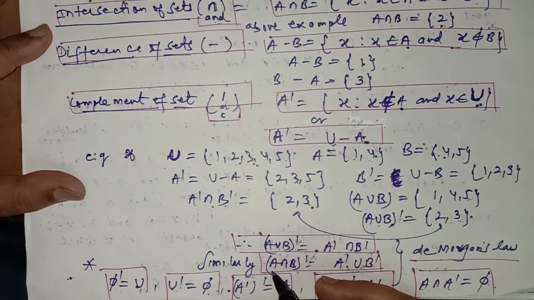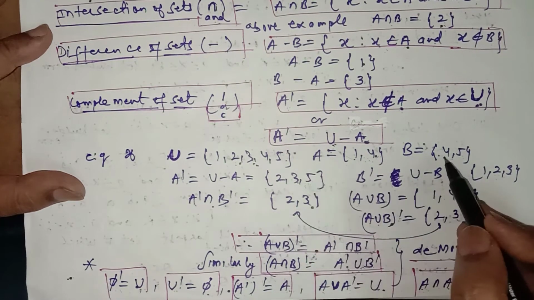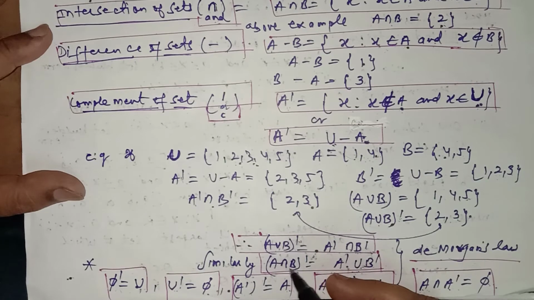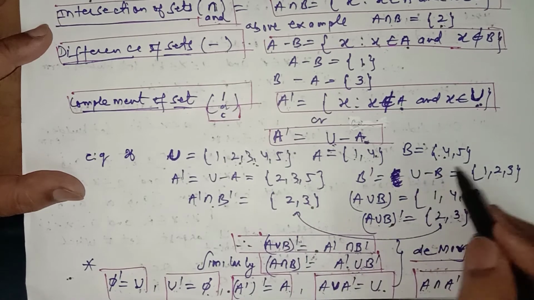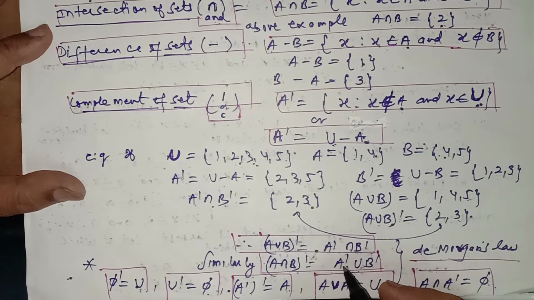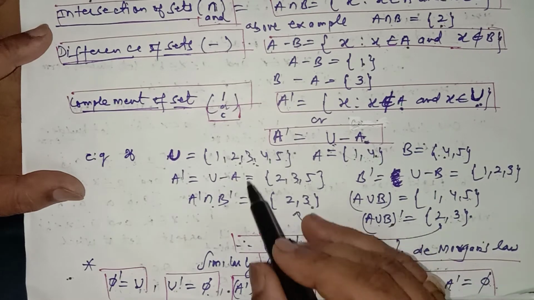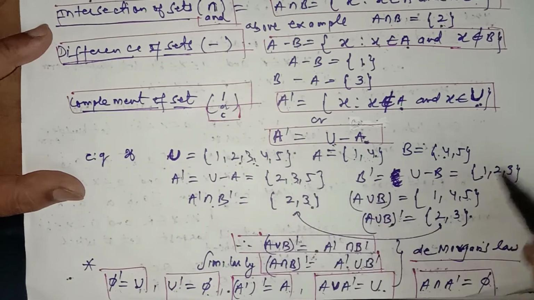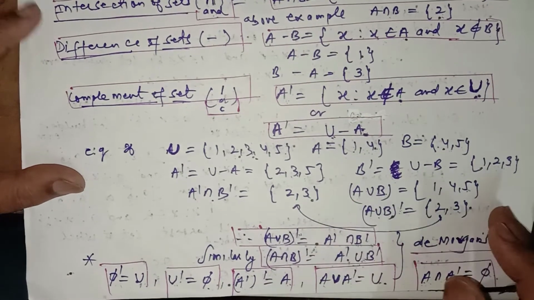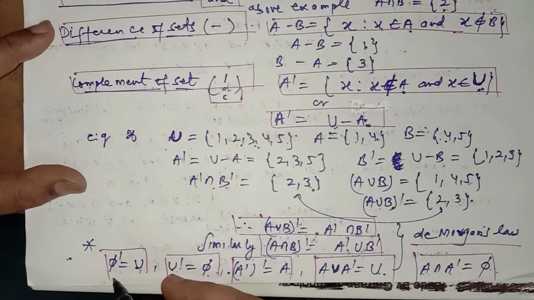In this, first of all, you have to find A intersection B, which is 4, and you have to find the complement of this. It will be 1, 2, 5 and 3. Then you find A complement union B complement, that is the total of these two, which will be equal to (A intersection B) whole complement.